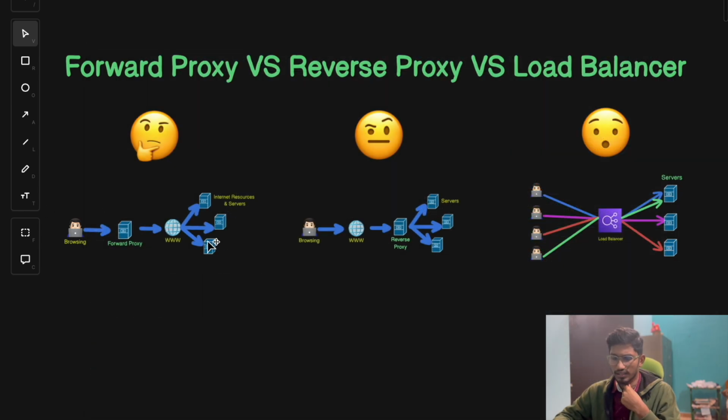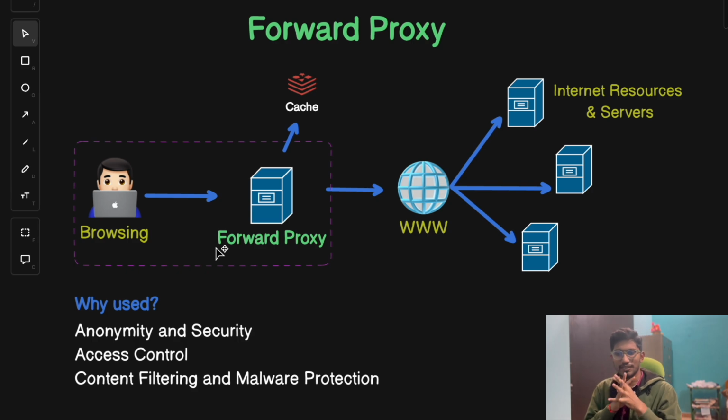Okay. So now let me just change the slide. Let's start with the simplest one first. That is a forward proxy. So imagine you want to order a pizza, but you don't want the pizza guy to know your address or location. So what you do, you call a friend and ask him to order for you.